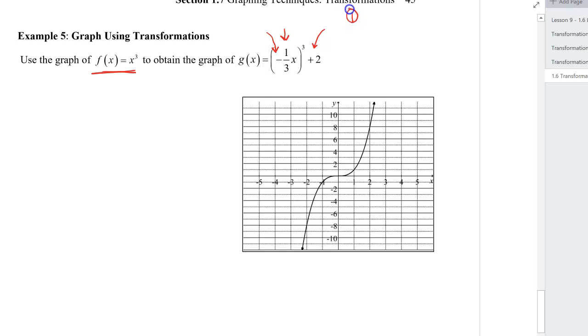Our first transformation, remember, would be shifts left and right, but there's nothing being added or subtracted from x, so there are no horizontal shifts. The next thing you do is shrinking and stretching, so that involves this 1/3. So this would be a horizontal, and in this case it's going to be a stretch because remember it's opposite of what you would think.